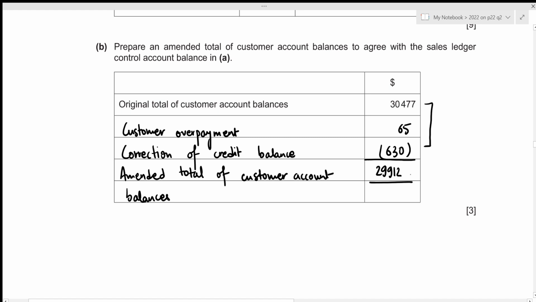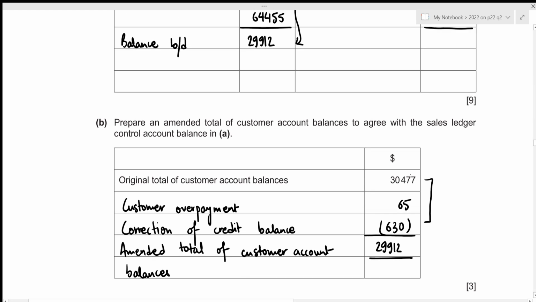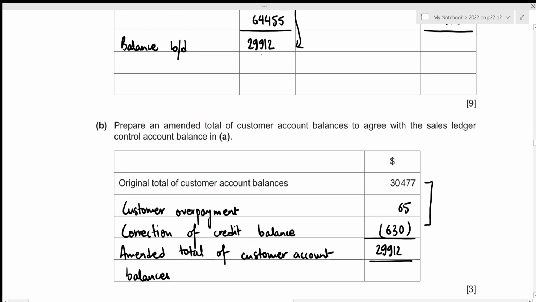And there is a way to check if what we did is correct or not. That is just to compare our amended total of customer account balances with our closing balance of the sales ledger control account, which is also 29,912. And since these two amounts are equal, we can conclude that our sales ledger control account as well as the total of customer account balances is correct. This concludes the second part. We can now move towards the third one.